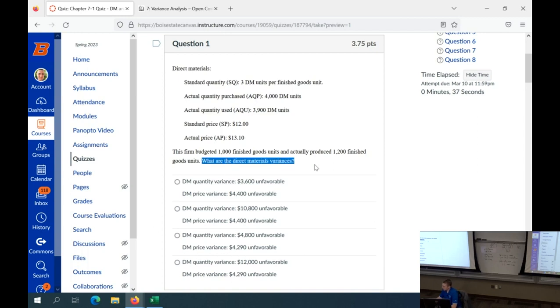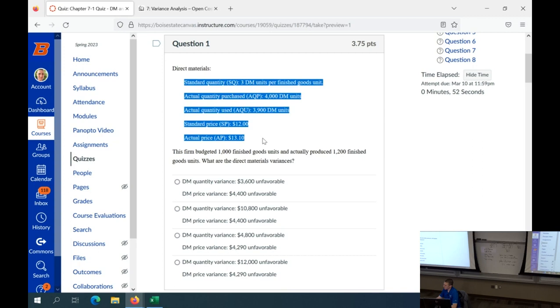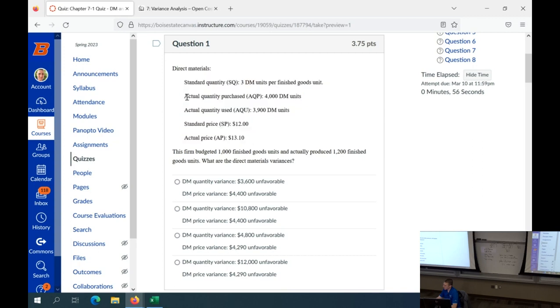So the direct materials variances are going to be referring to the quantity and price variances. Looks like we have a budgeted volume of 1,000 units, actual volume of 1,200 units. And here are all the details we need. Okay, so it looks like actual price versus standard price is right there. We have two different actual quantities, used and purchased. And then standard quantity is given in a per finished goods unit amount.